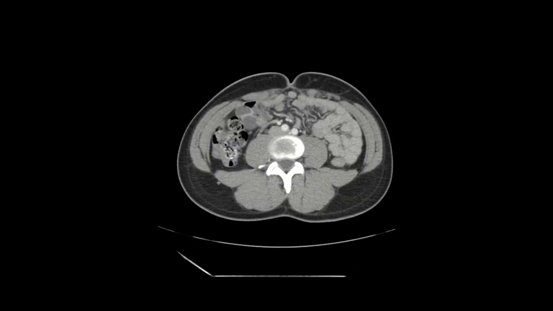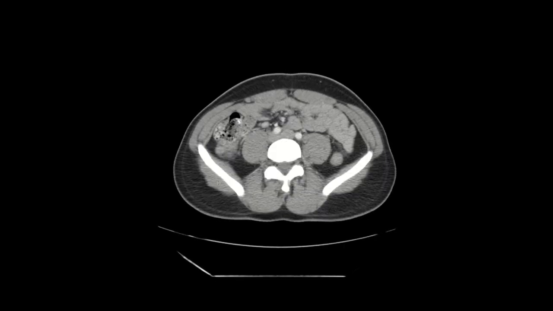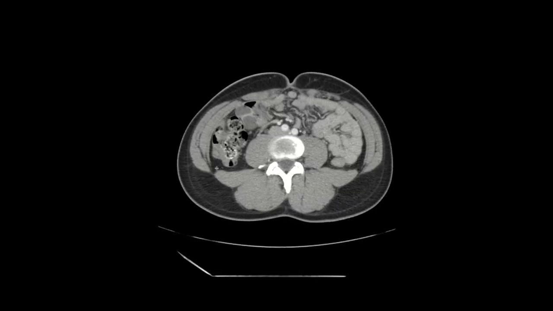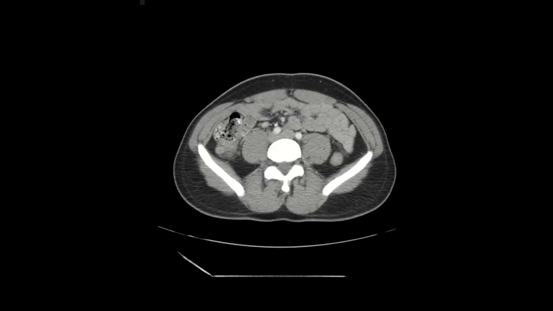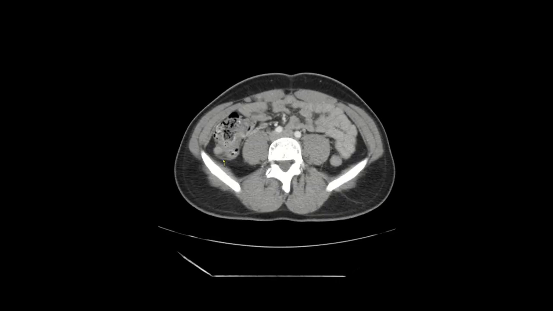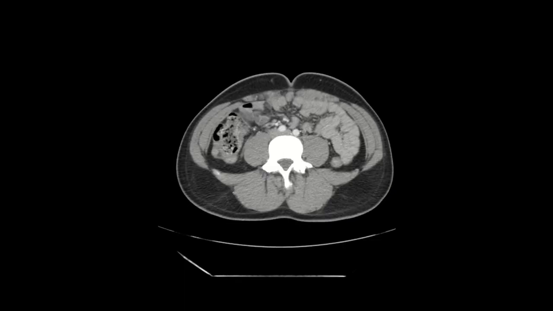One other unique aspect in this case is that this is a retrocecal appendix. So you can see as I'm scrolling back and forth that the appendix is right here, arising from the cecum, but it's coursing posteriorly behind the cecum. This can sometimes make it tricky to identify the appendix.